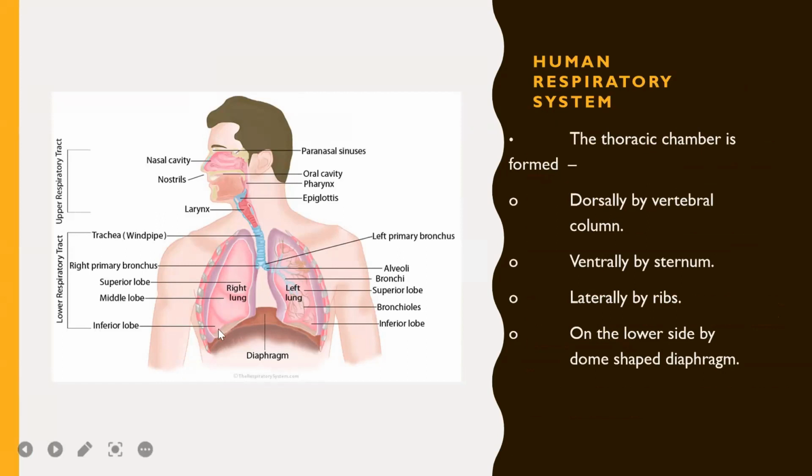The thoracic chamber is formed dorsally by the vertebral column. Dorsally means our back. We call it the back, but according to biology or anatomy, what is in front, our face side, is actually the back side, because it is reversed. The vertebral column, the backbone, is what anatomy calls the dorsal side. Dorsally, the thoracic chamber is made up of the vertebral column.